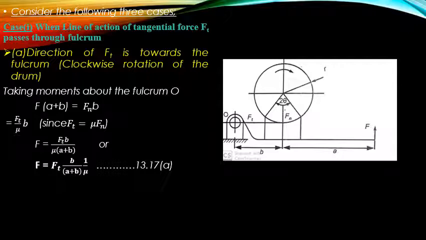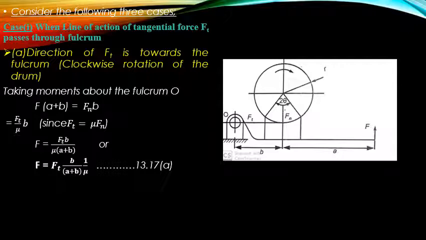So taking the moments about the fulcrum point O, the effort F into (A plus B), the distance from O on the lever, that is the anti-clockwise moment, should be equal to Fn into B, that is the clockwise moment.